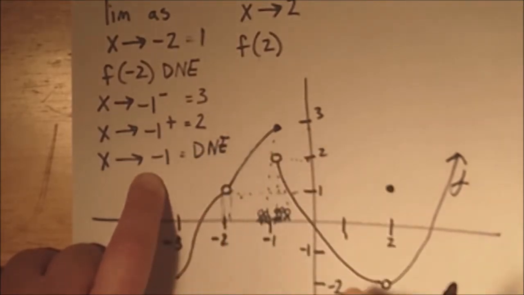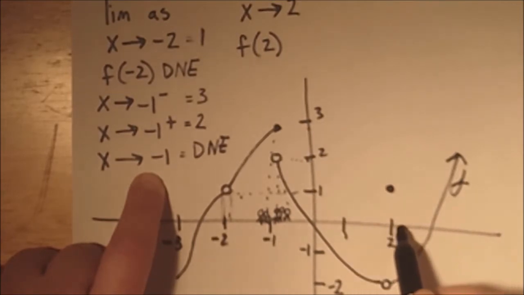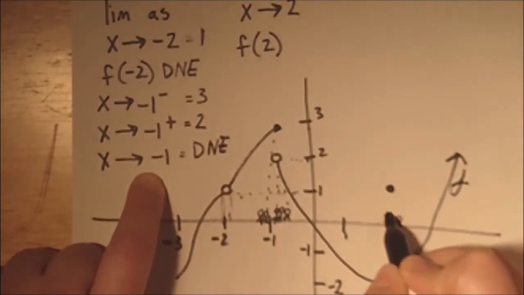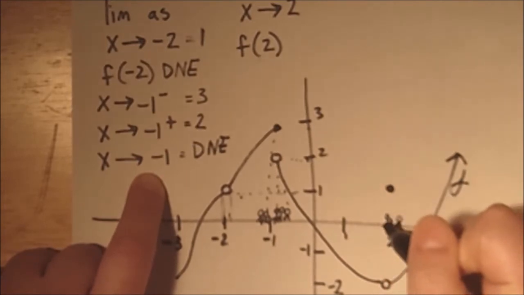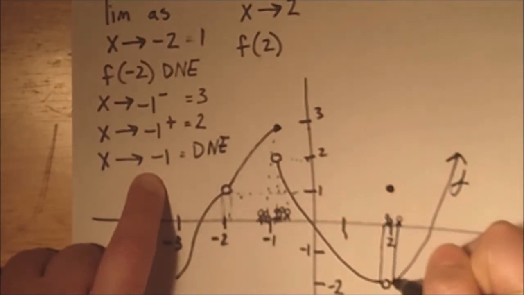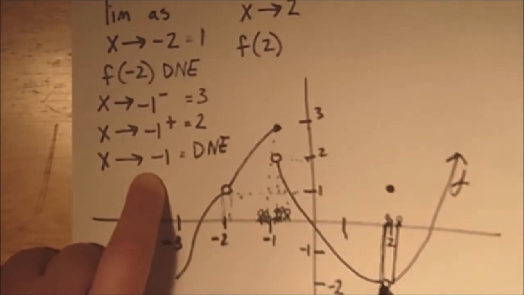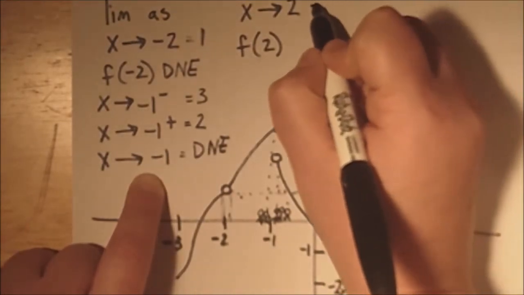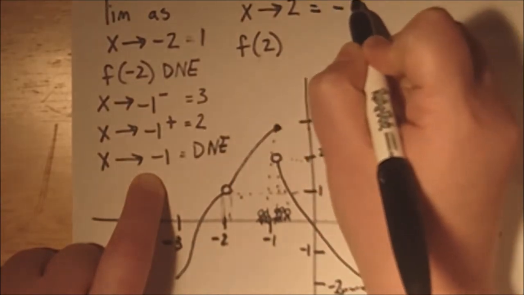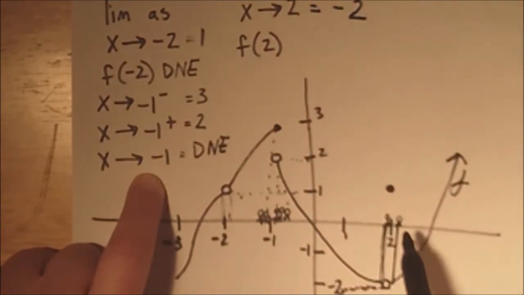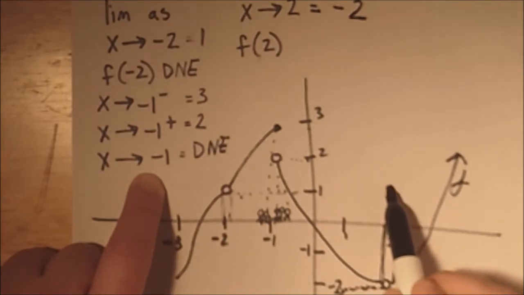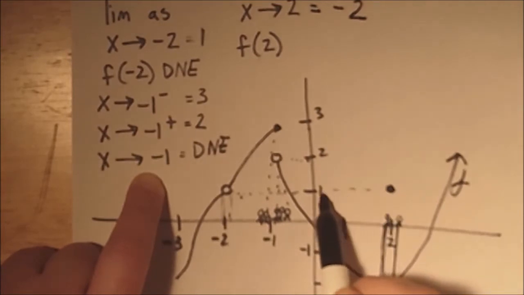Over here, as x approaches 2, again, I stand very close to 2 from the left and from the right. When I'm standing next to 2 but not on 2, I'm seeing functional values down here, very close to -2. So this limit is equal to -2. However, the functional value is somewhere else. If I actually step on 2, I see a functional value of 1.